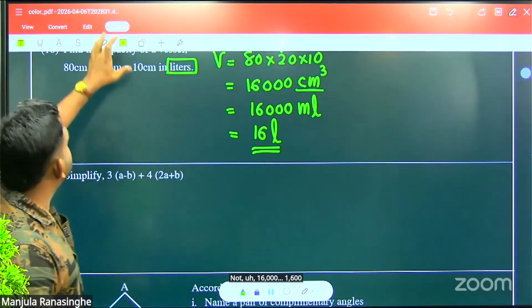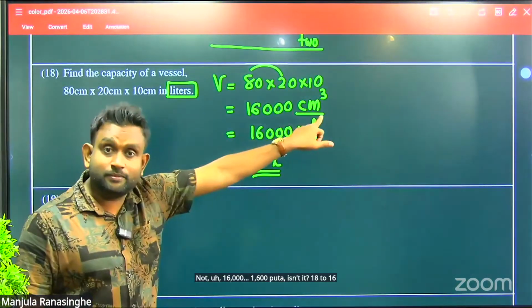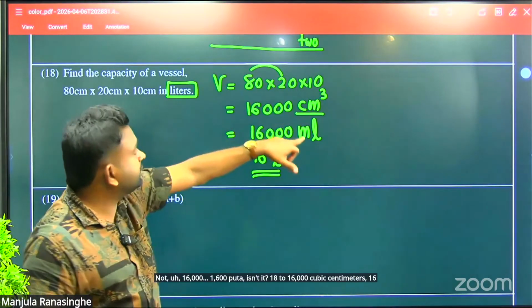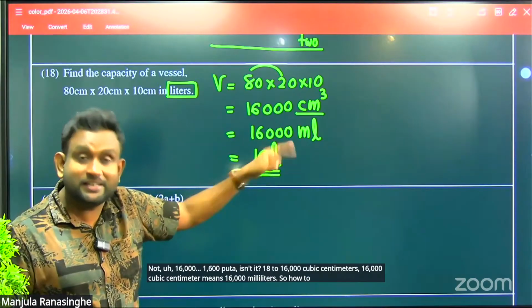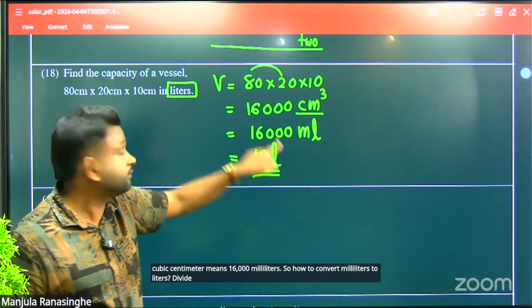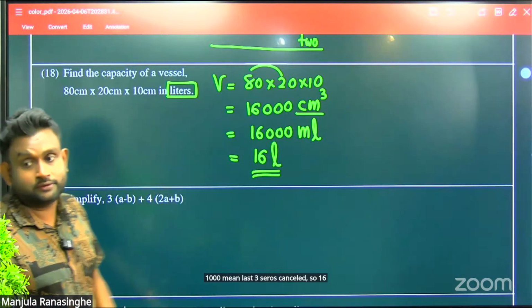16,000 cubic centimeters means 16,000 milliliters. So how to convert milliliters to liters? Divide by 1000. 1000 means last 3 zeros cancelled. So 16 liters.